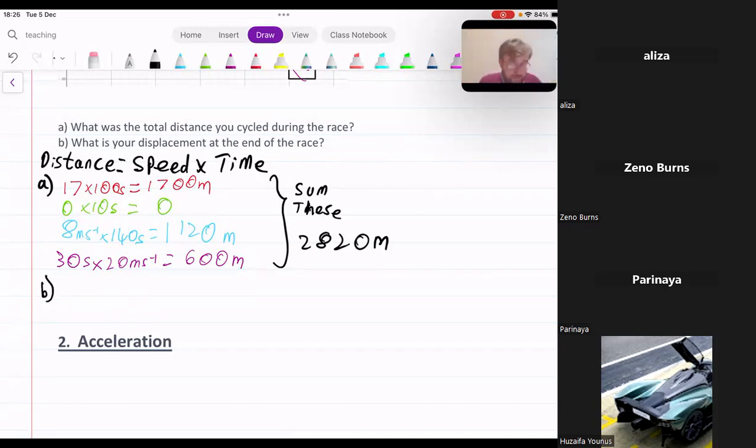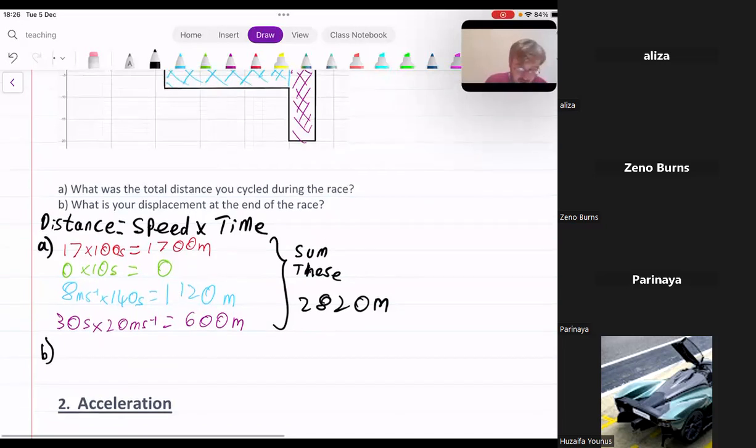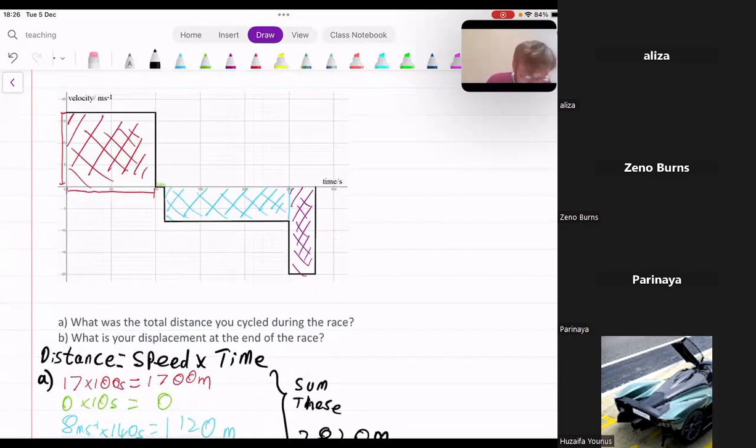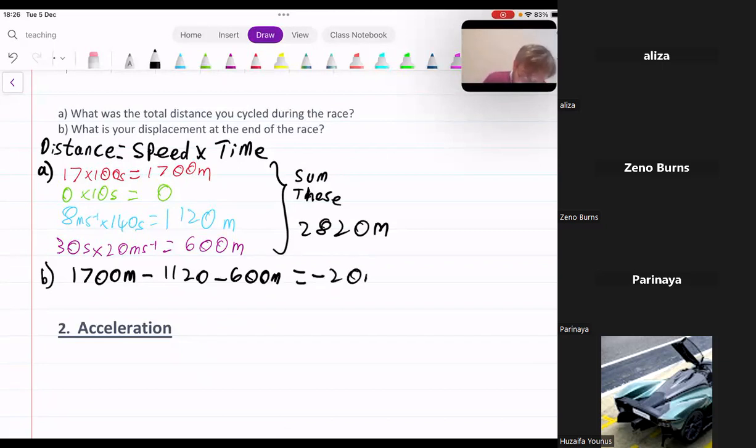But then for B, we want to work out the displacement. So how far is it between the start and the end of the race? So we look at this first section here in red. We see we're traveling in the forwards direction, but then the blue and purple regions we're traveling back. So the total displacement, we do the forwards distance, take away the backwards distances. And this gets us negative 20 meters.